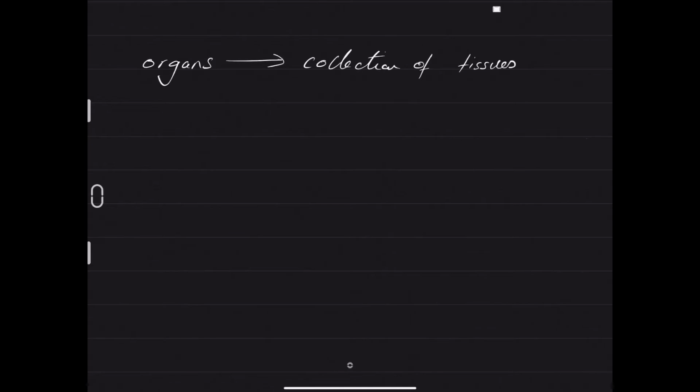Now I want to put something further here. So organs are a collection of tissues, and we can say that each organ may contain several tissues.